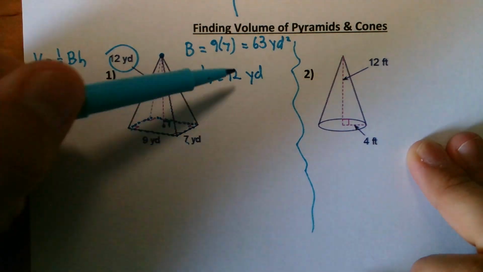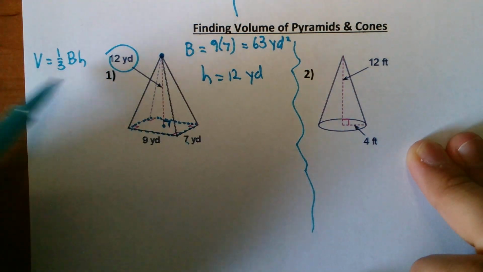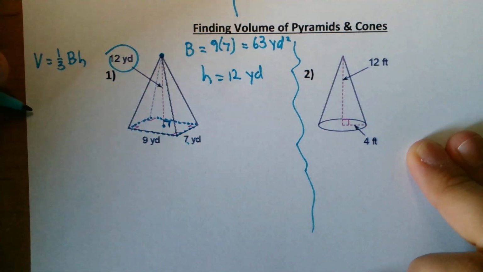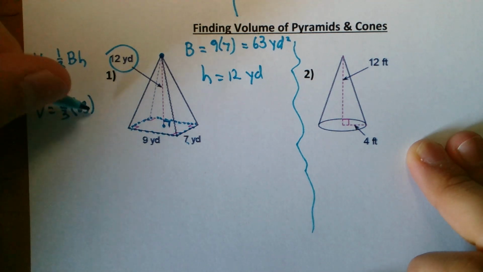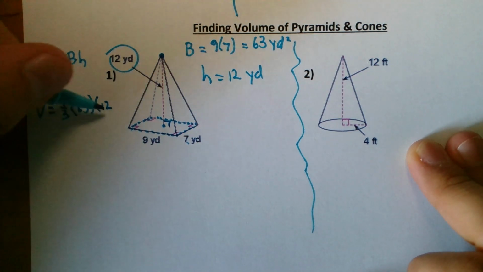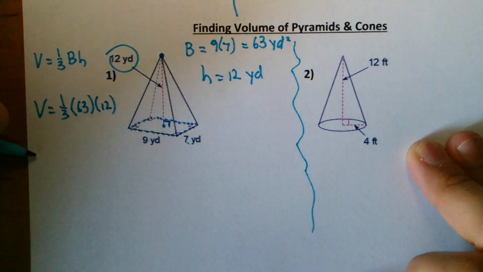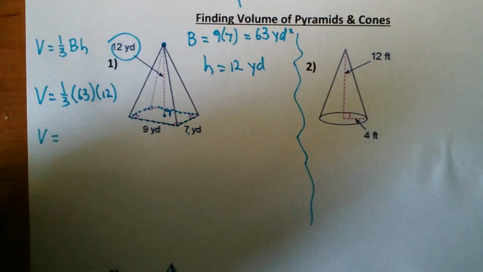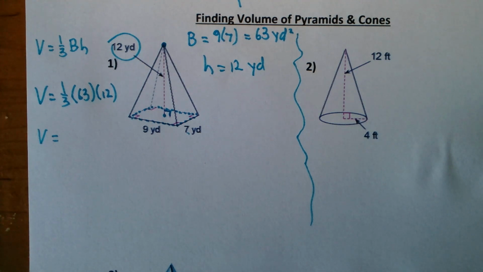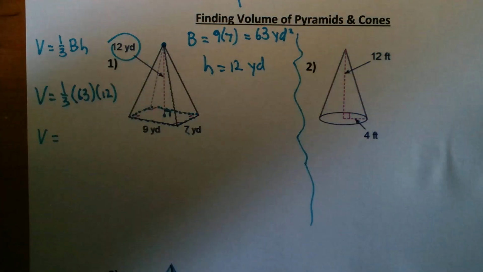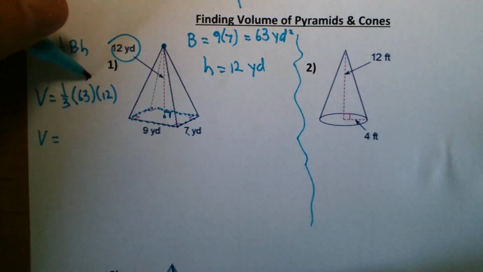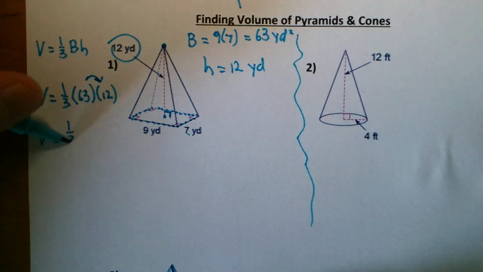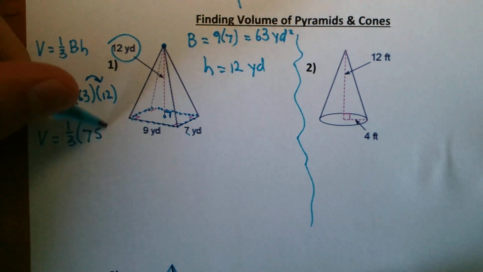Cool. So those two numbers we substitute into this volume formula and call it a day. Volume equals 1/3 of 63 times 12. Now, you can multiply all of this in any order. In the first example, we're going to multiply the base area times the height first. So that's 63 times 12, and when I multiply I get 756.